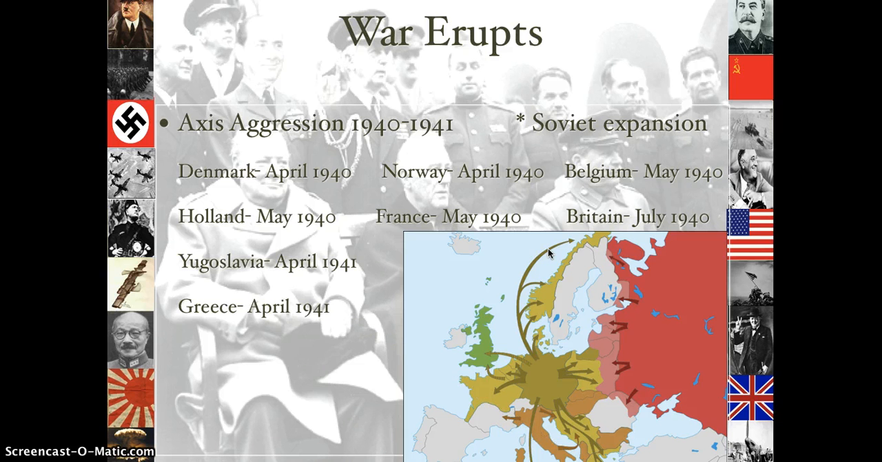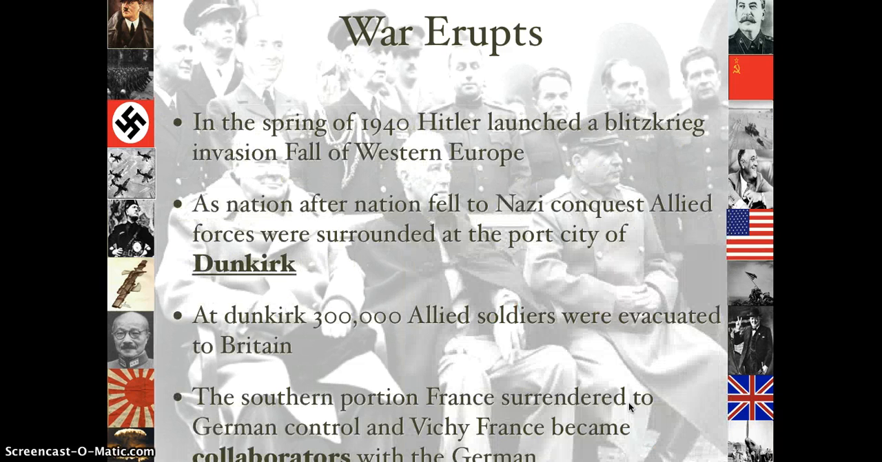It's also worth noting that the Soviets do expand during the same time period. They'll take over what's called the Baltic states. Here, they'll fight Finland and take some land from them, and they'll expand here. Both sides are actively taking over territory and being really aggressive.